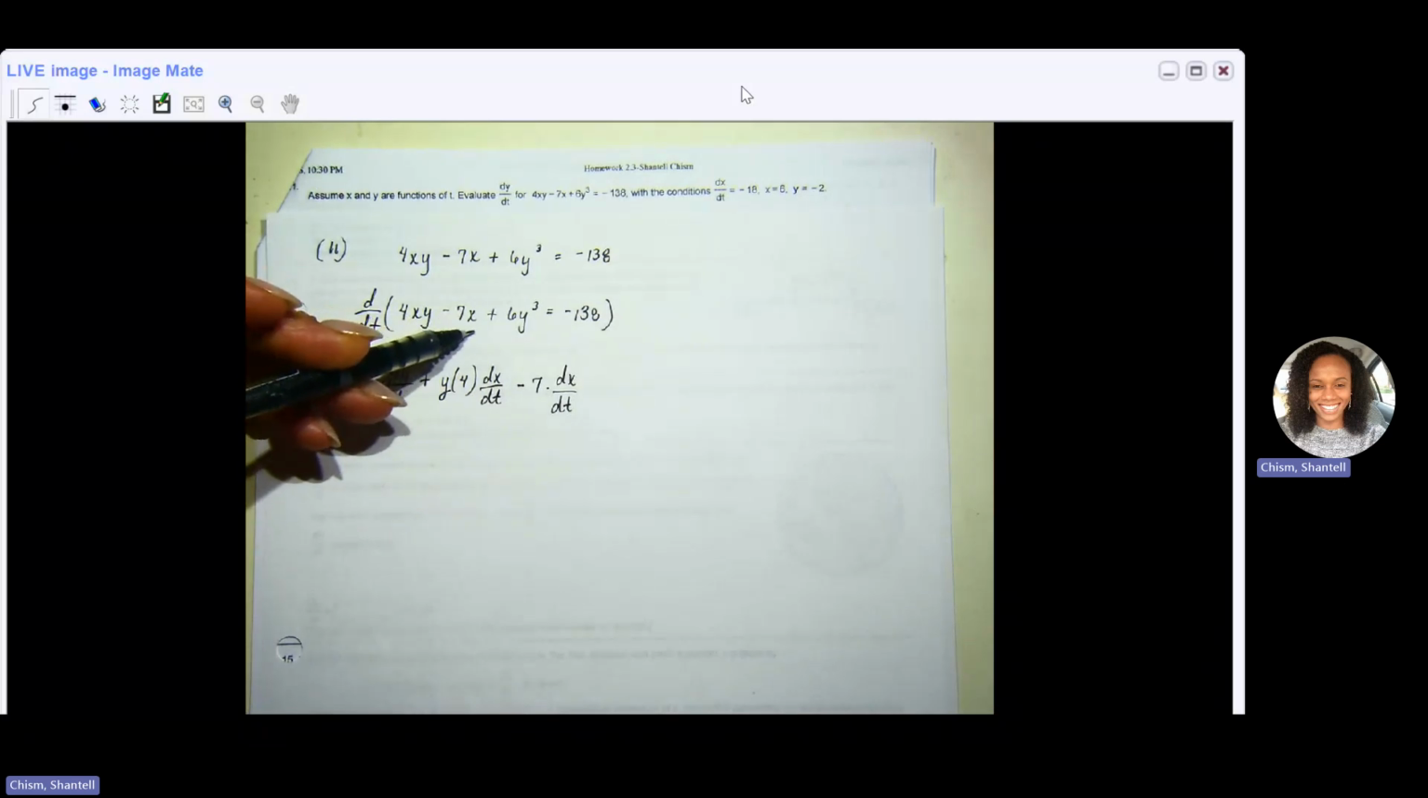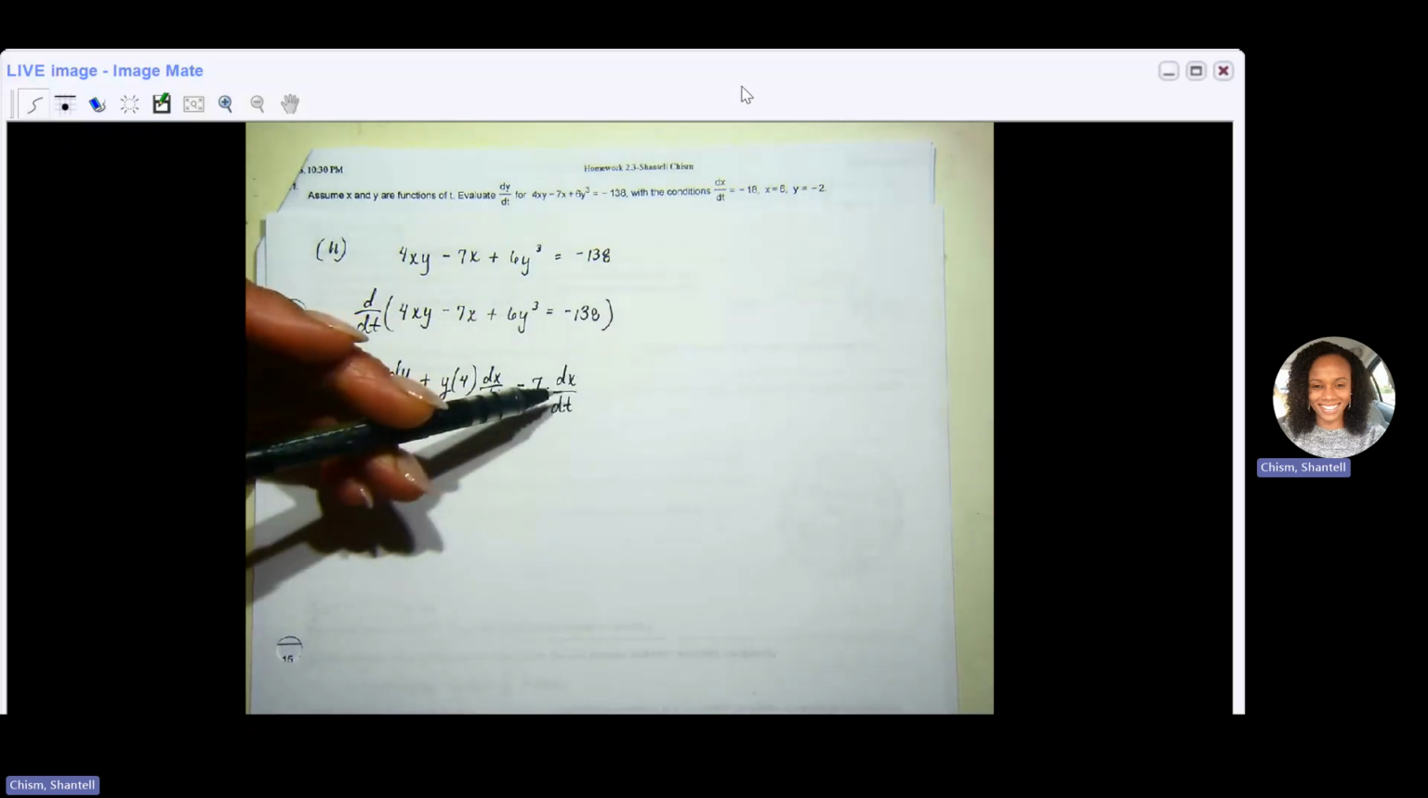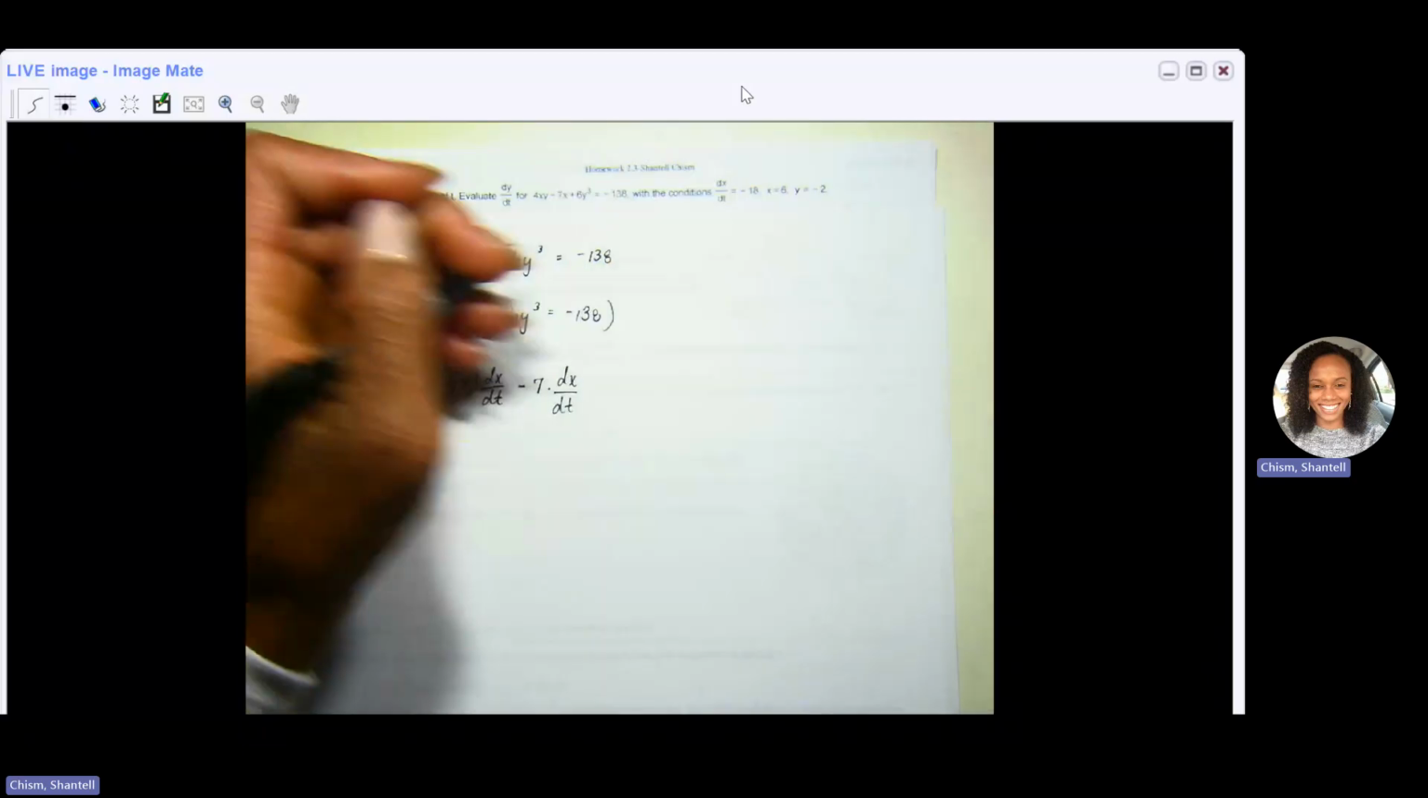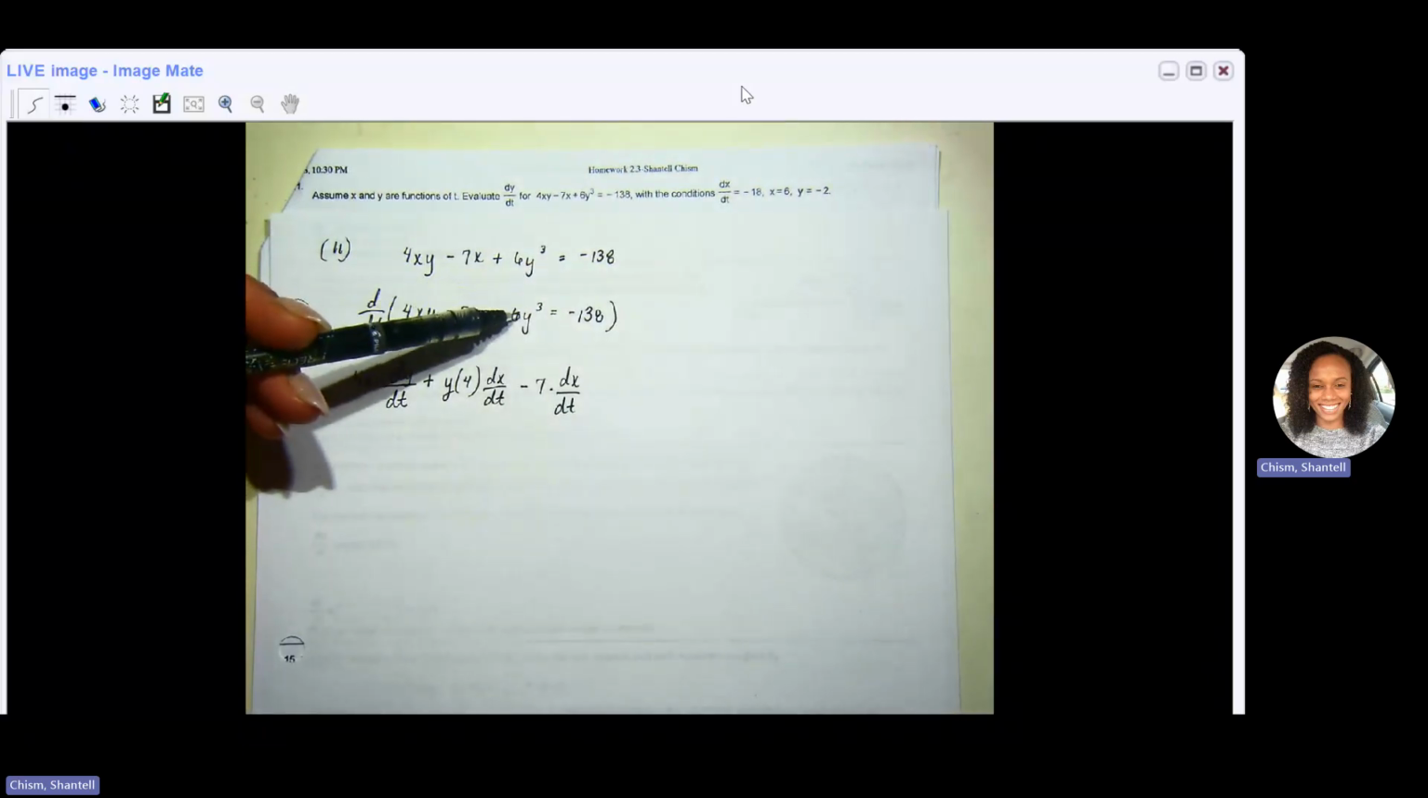And then you take the derivative of the inside, because keeping in mind, this is a function of t. X is a function of t. So the derivative of x with respect to t would be dx over dt. Okay? Then we're going to do something similar here to this one.